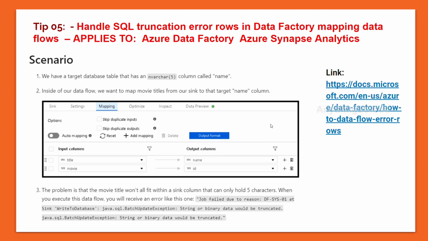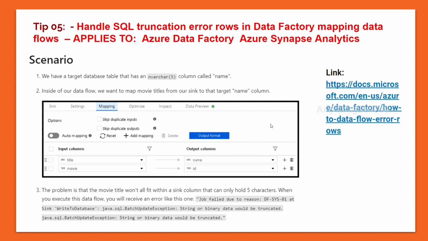Tips. This is regarding SQL truncation error. For example, in the data flow, if you have incoming data which is defined, in this case, as a varchar of 5, and if the incoming data is more than 5 characters, obviously the data flow is going to show a SQL truncation error. How can we mitigate this one?